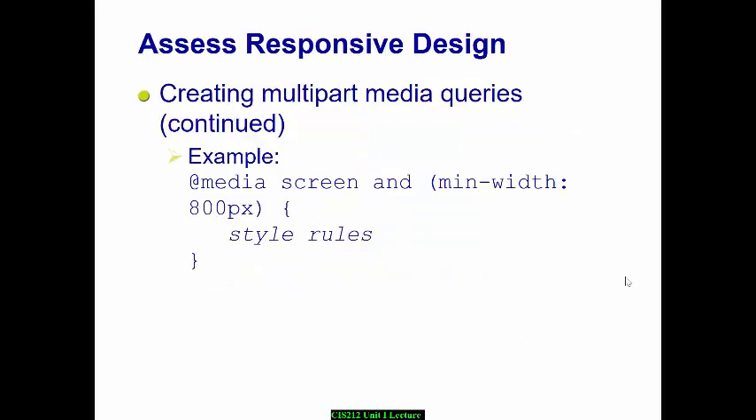So here's an example of what one looks like. This is a multi-part media query. As you can see, we're using @media screen, and we're putting that the min-width is 800 pixels. So when the screen size is obviously wide in this case, then the following style rules would apply.